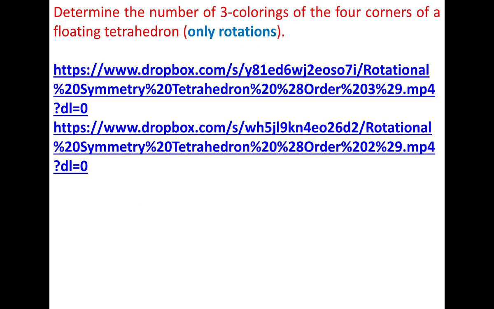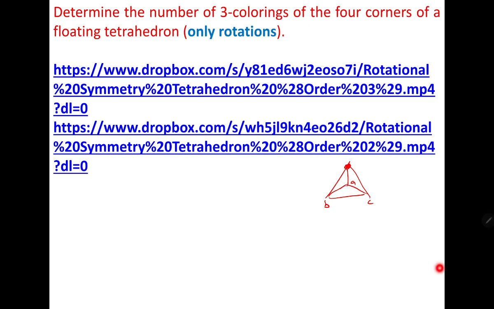So let's discuss the last question, which says to determine the number of 3 colorings of the 4 corners of a tetrahedron. So with the tetrahedron, we are moving to 3D now, considering only rotation, not reflection. To visualize it, there are 2 videos, because there are mainly 2 types of symmetry. Let's say this is the tetrahedron. You fix one point, and let's say these are A, B, C. You fix one point and rotate it by 120 degrees and 240 degrees.